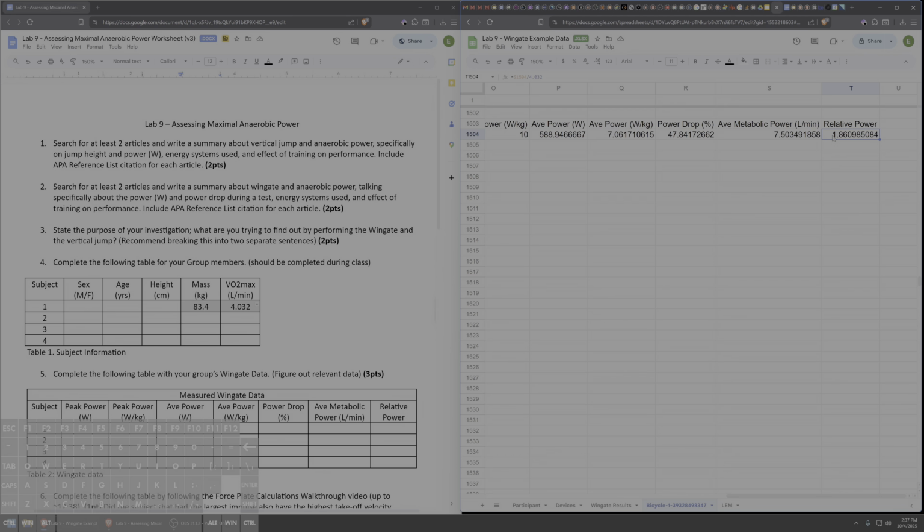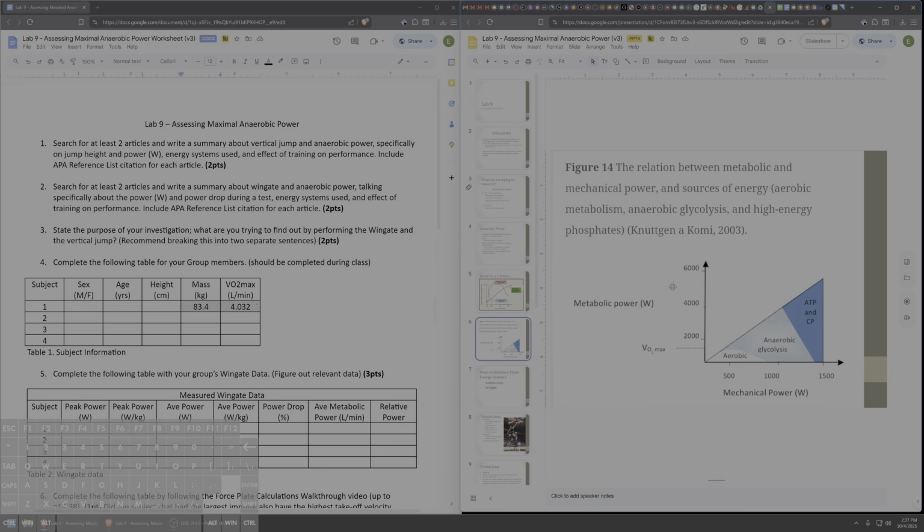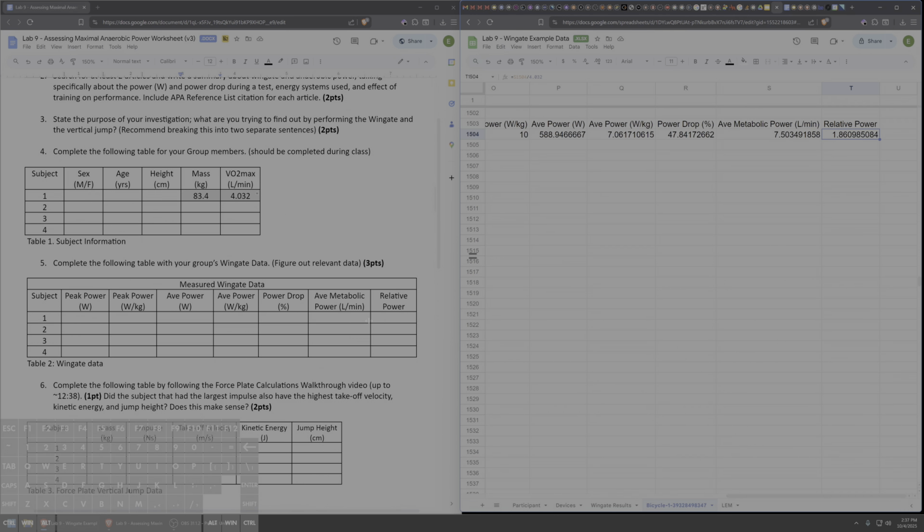I should be able to generate a lot more power via anaerobic processes than I can using oxygen. Now, if you just want to come back to our sheet here, we have metabolic power and mechanical power. We should be able to generate a lot more using our ATP phosphocreatine and anaerobic glycolysis than we can with aerobic processes. Does that make sense? All right. So then you can just go ahead and copy and paste this on over, and then you have to do it for the other 3 subjects. Same thing.